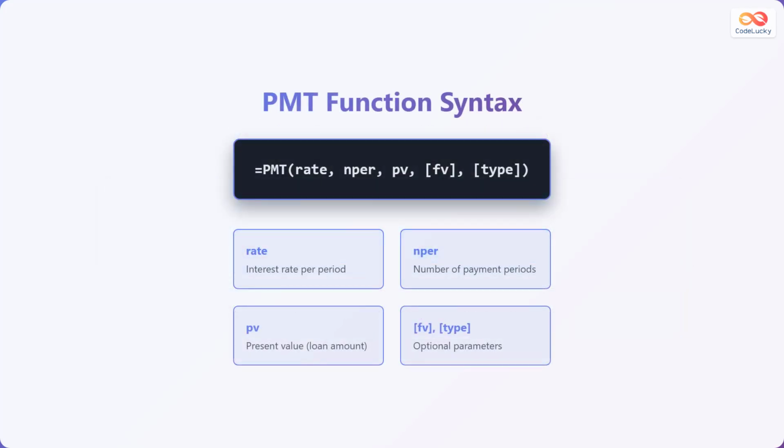The syntax for the PMT function is as follows: =PMT(rate, nper, pv, [fv], [type]). Here, rate refers to the interest rate per period. nper refers to the number of payment periods. PV refers to the present value, which is the loan amount. FV and type are optional parameters.